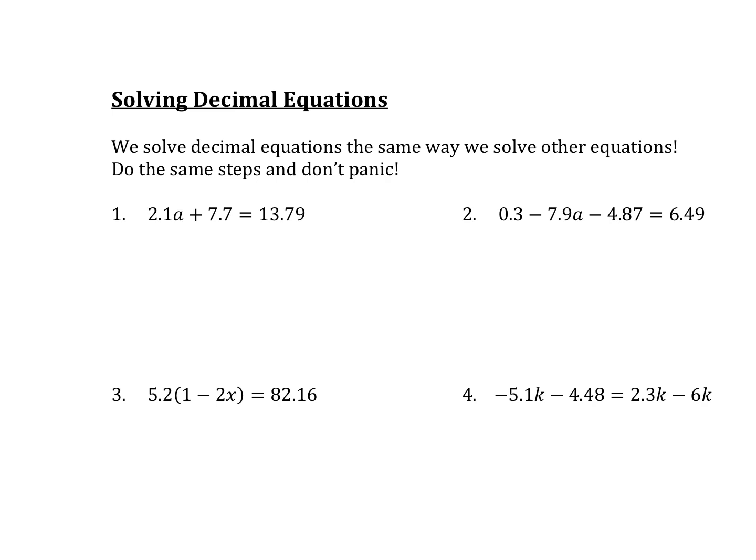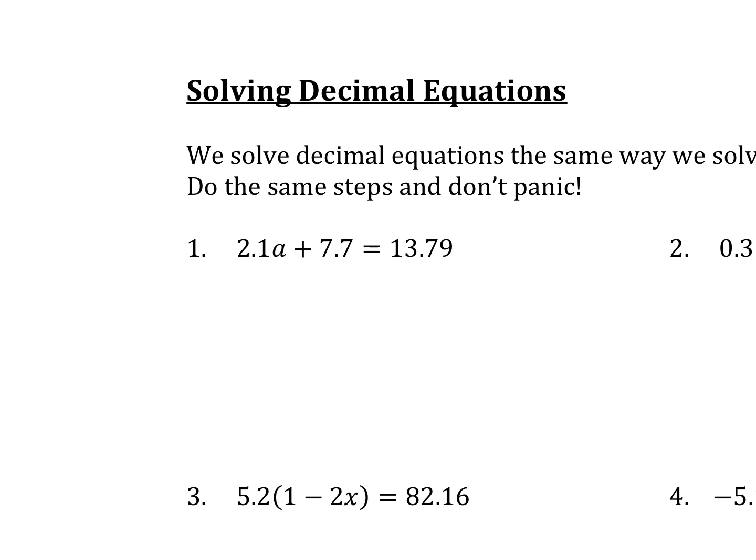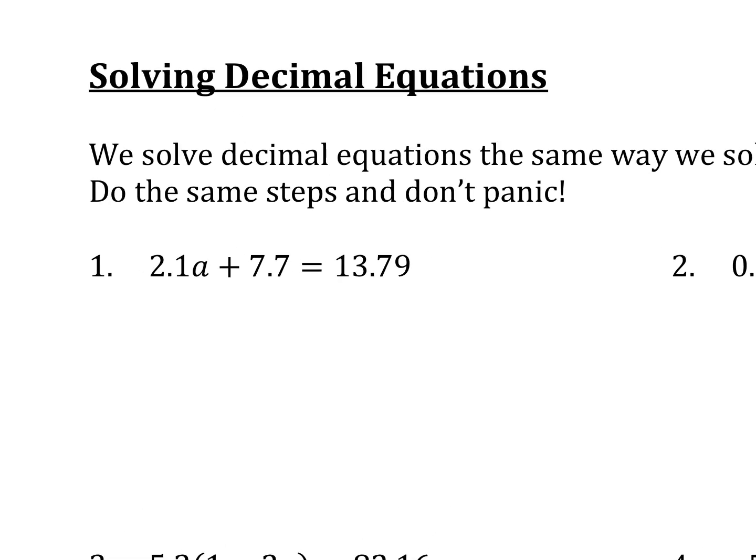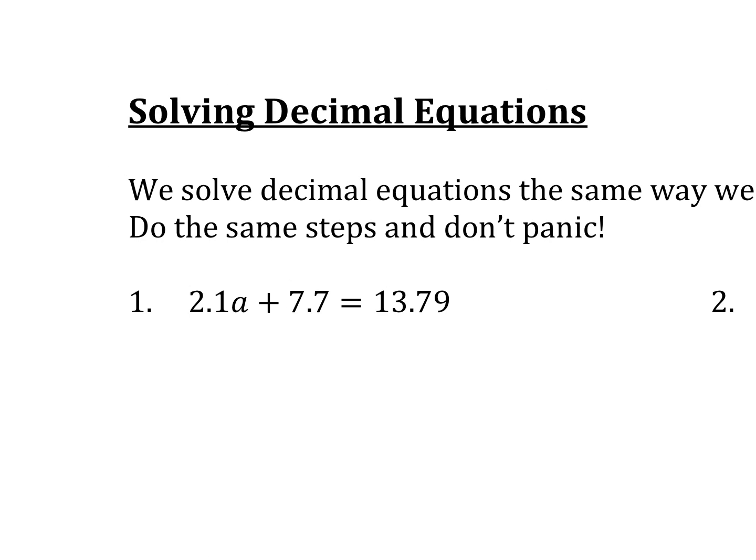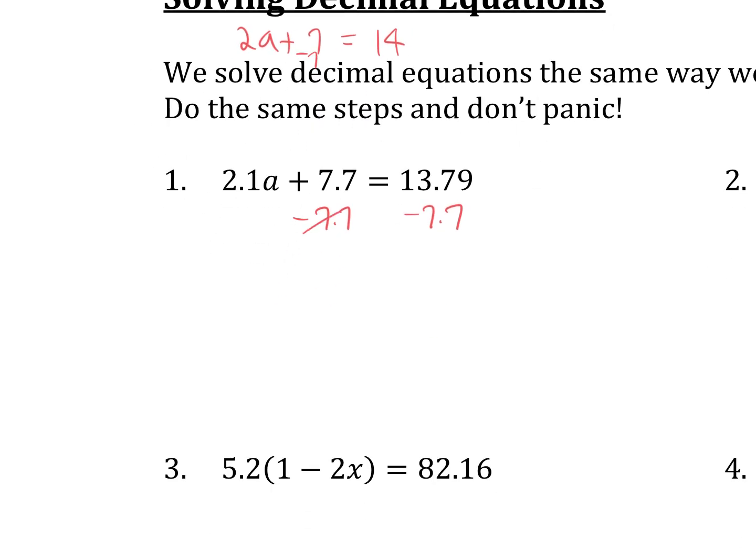All right, why don't we just start with number 1 here to kind of ease into this, okay? So we have 2.1a plus 7.7 equals 13.79. If we just had 2a plus 7 equals 14, right? What would you do first? Well, you'd subtract 7 here. So we're going to do the same thing here, even though it's kind of weird numbers. We're going to subtract 7.7 from both sides, right? Because we're trying to get the 2.1a by itself. We don't reinvent the rules of math just because we have weird numbers, right?